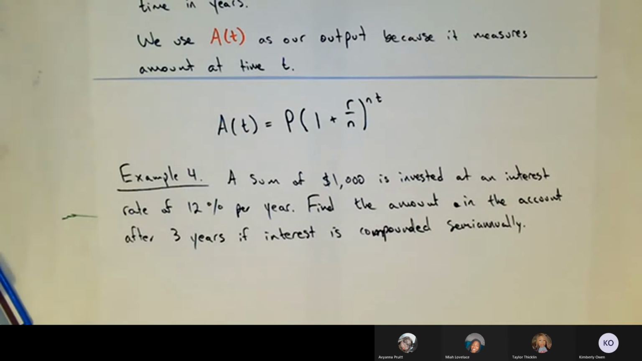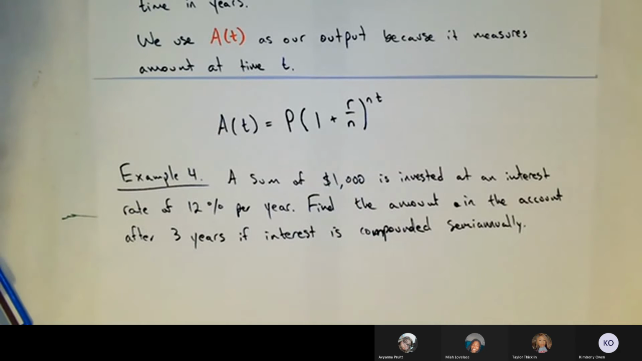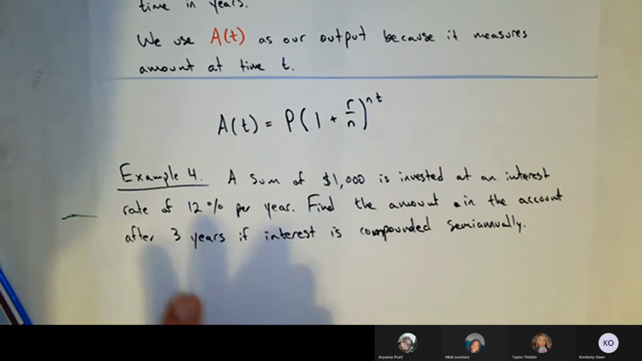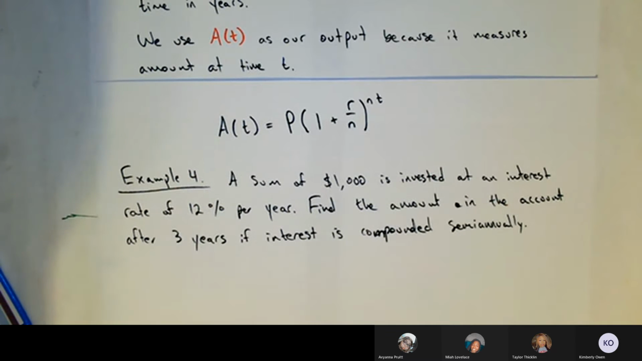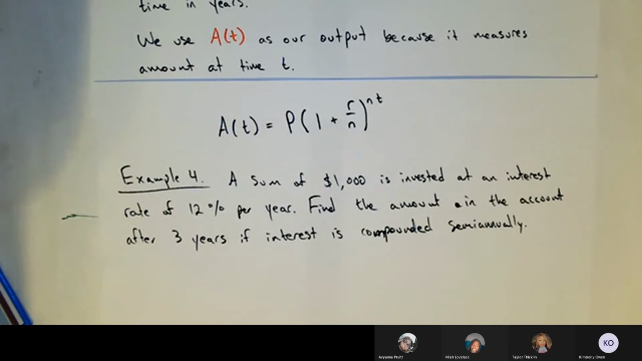So how does this apply to real life? Well, maybe we don't have money to invest right now in a savings account, at least maybe not that much, but in the future, or maybe you got your STEM check in and you decided to save it, and your bank tells you this is their interest rate and they compound semi-annually. You want to see how much money am I going to have in 3 years based off of this $1,000 that I put into this savings account.